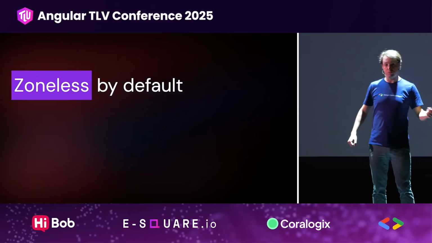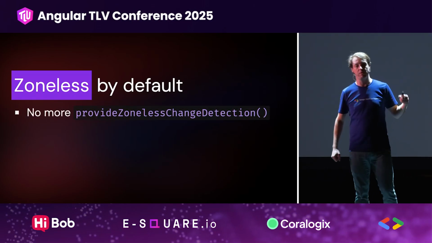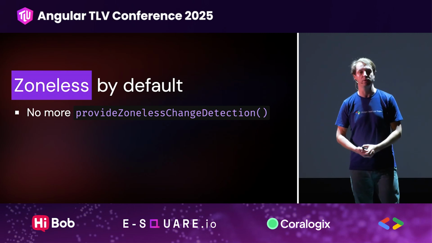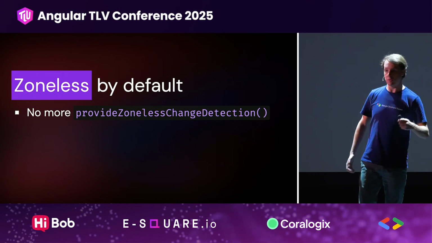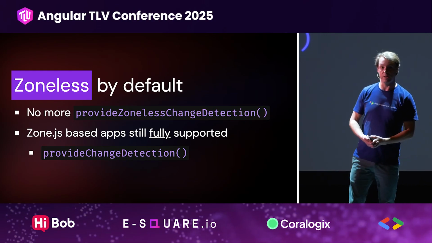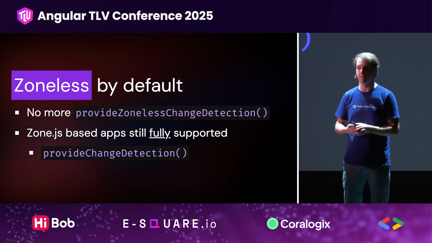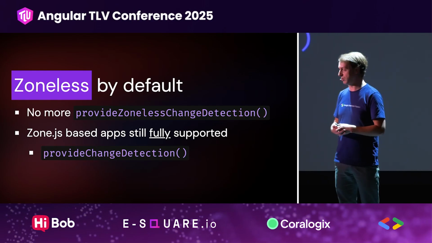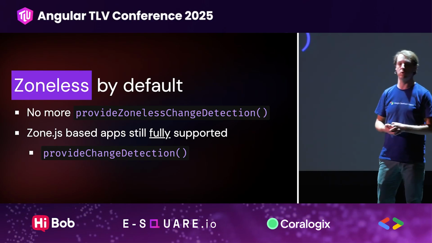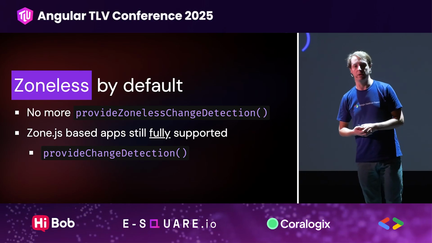Then next, V21 will finally bring zoneless by default, meaning that you won't need to add the provideZonelessChangeDetection in your applications, but we will still fully support Zone.js-based applications, as we believe that they will be here for a long time, so not everybody is expected to migrate to zoneless. So you will still have to add a provider. This will be automatically added to your applications when you do ng update.